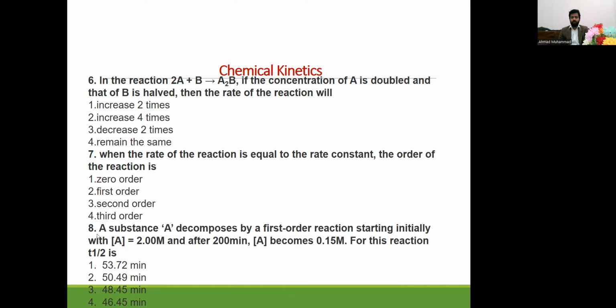So, we are going to move to question number eight. A substance A decomposes by a first order reaction, starting initially with a concentration of A equal to 2 million, and after 200 minutes the concentration becomes 0.15 million. For this reaction, the half life will be equal to 53.72 minutes, 52.49 minutes, 48.45 minutes, or 46.45 minutes. So the right option from these four options is the first one.